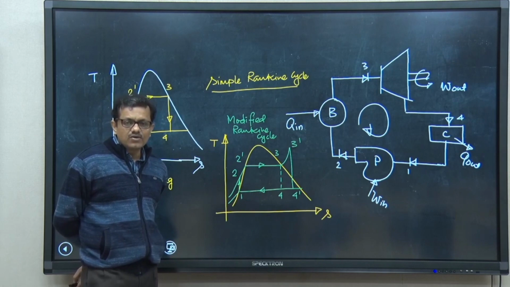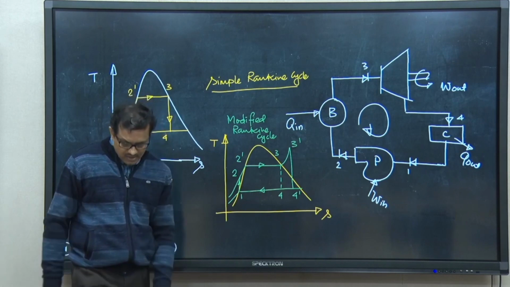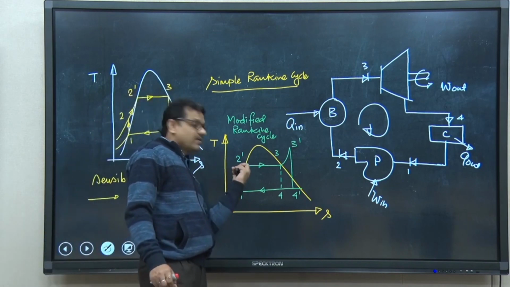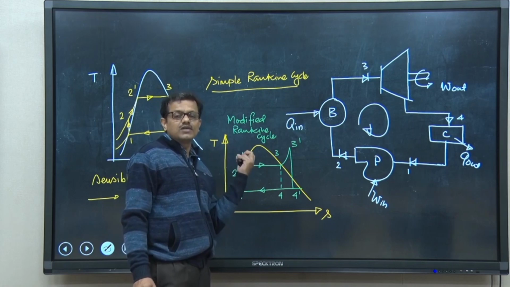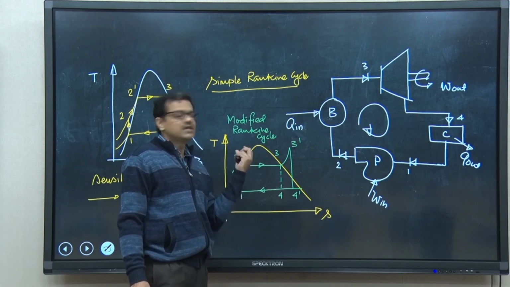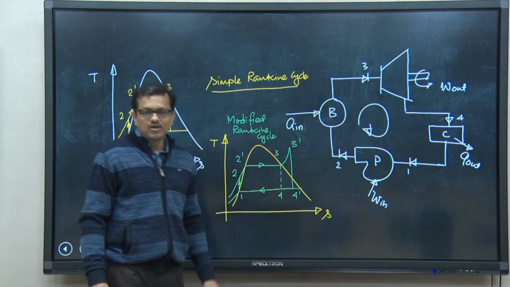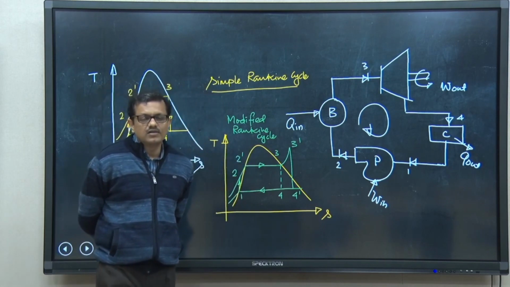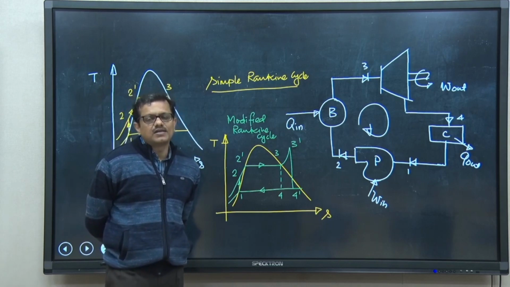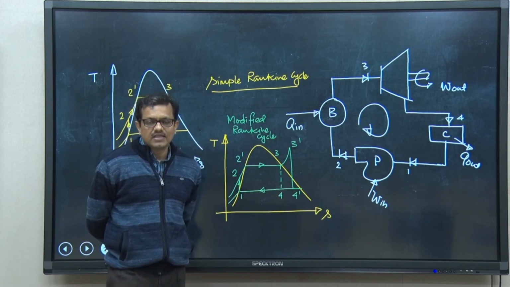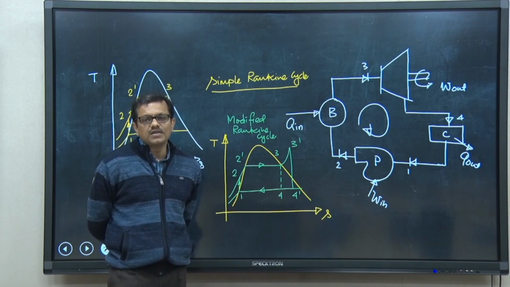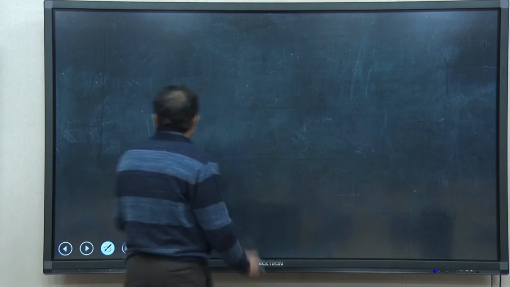So, we can understand that if we can eliminate this segment, or if we can reduce the low temperature heat addition, then efficiency can be increased. Though it cannot be made equal to the Carnot efficiency, at least efficiency can be increased, and this could be made possible by making use of the regenerative principle. So, let me write here, regenerative principle.